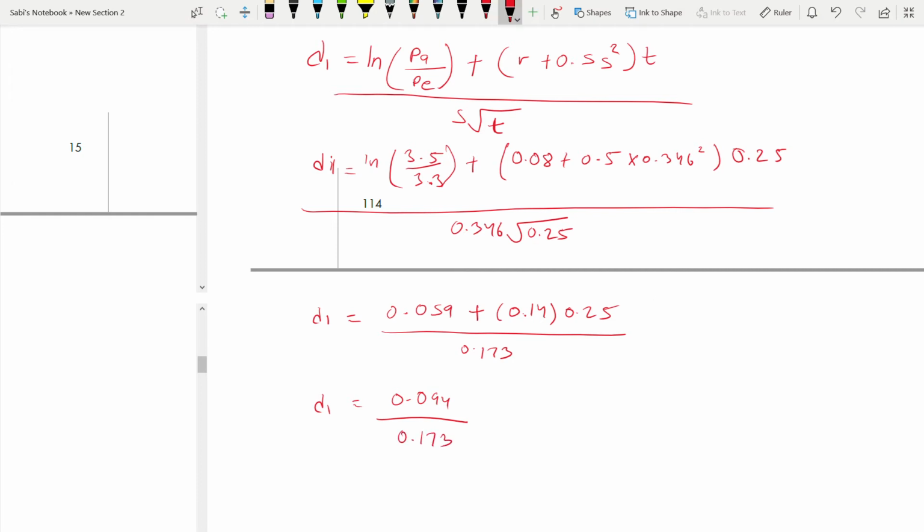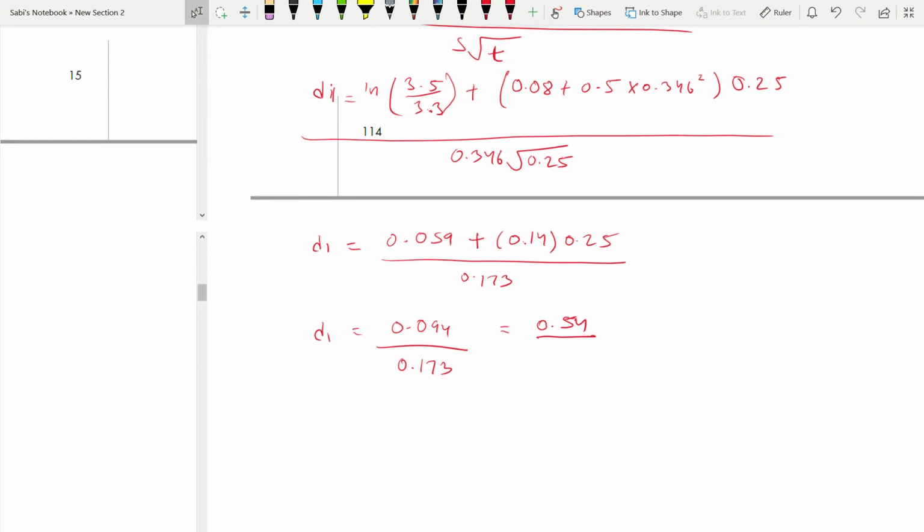Just check with your calculator, are you getting this answer? So it is 0.54. I'm going to write a single highlight. It's not done. We need to find ND1. Before that, let's find D2 also.